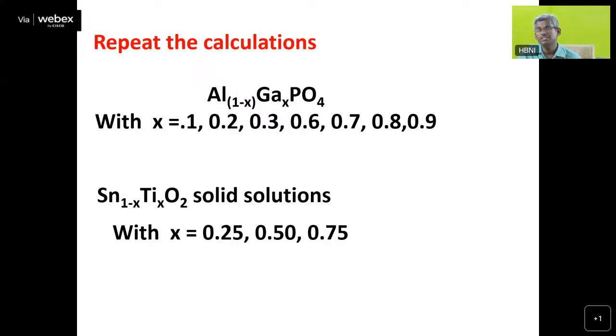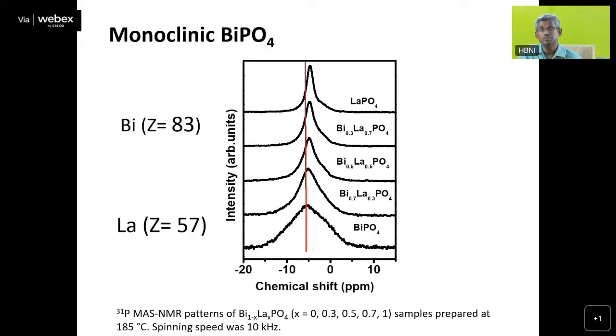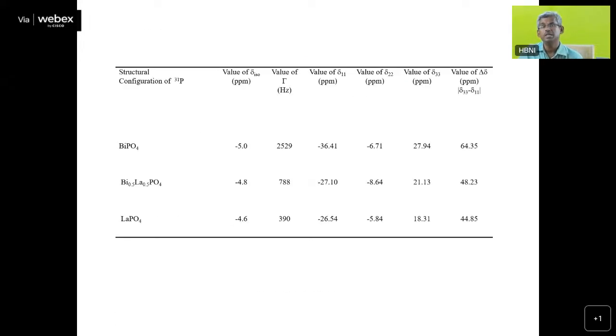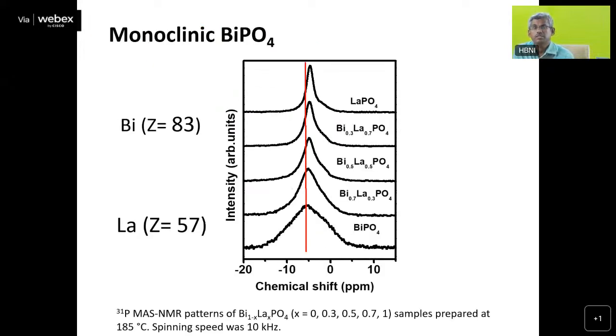Maybe after 1 or 2 slides, I will explain to you how to calculate this, because I am going to finish this phosphorus NMR first. I thought first I will explain about phosphorus NMR, then I will go to the tin NMR. So this can be solved only by recording tin NMR. I will explain this maybe after 1 or 2 slides.